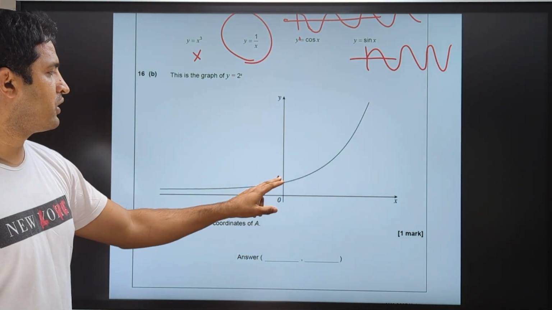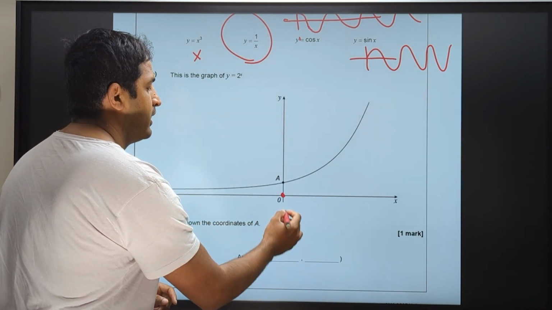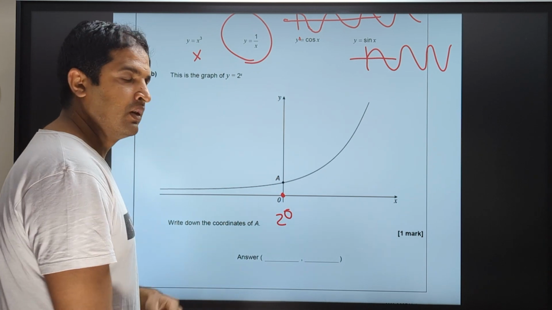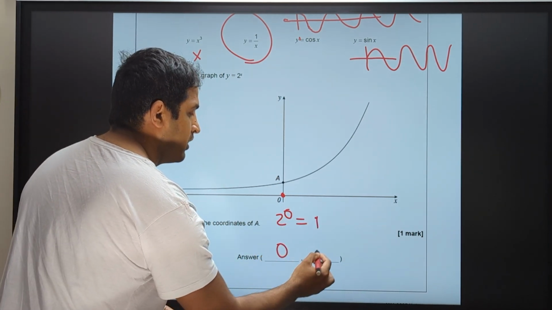So write down the coordinates of A. So 2 to the power 0, that's what we're trying to work out. X is 0. So what's 2 to the power 0? 2 to the power 0 is 1. So when x is 0, y is 1.